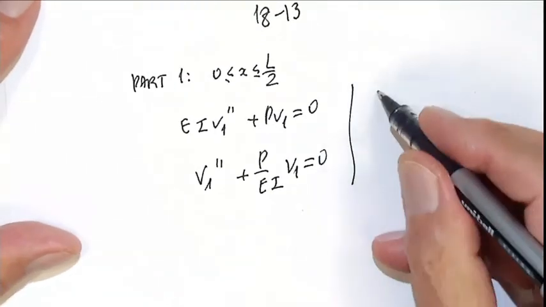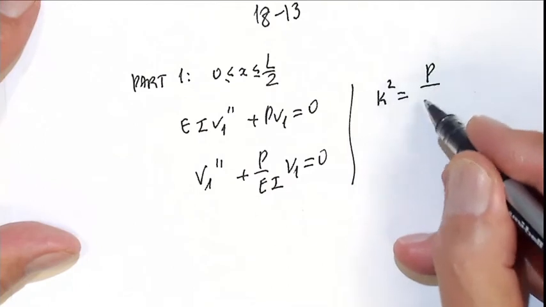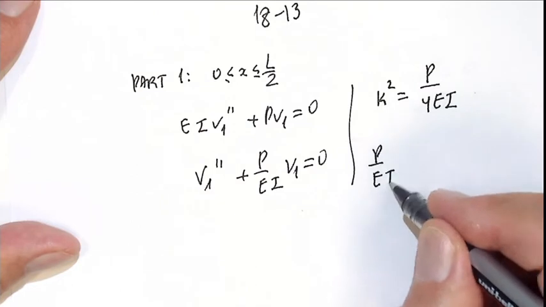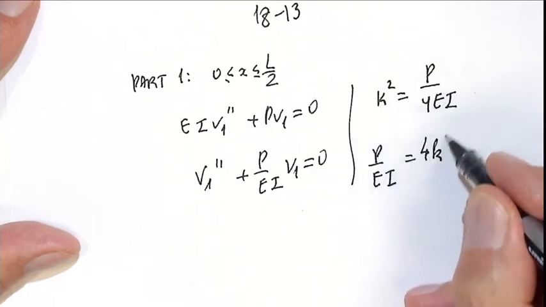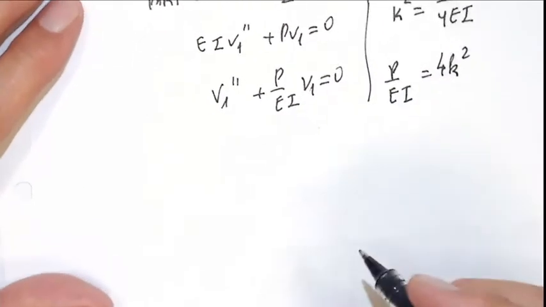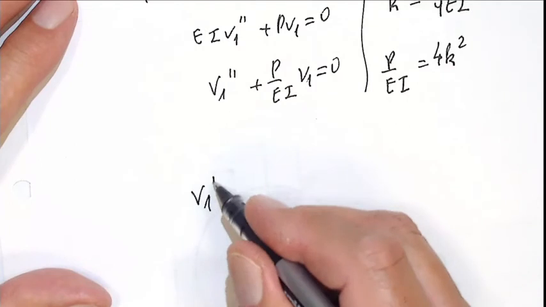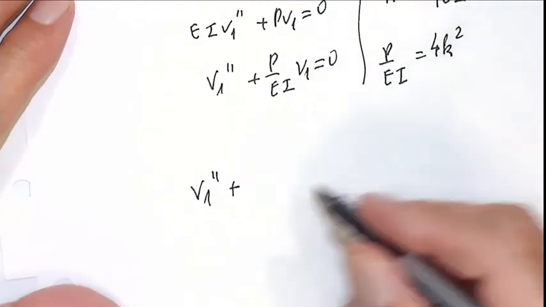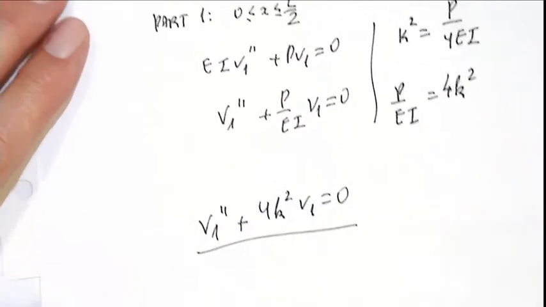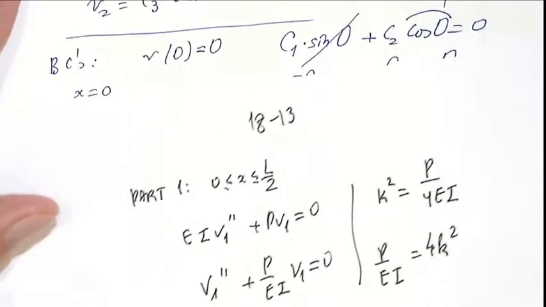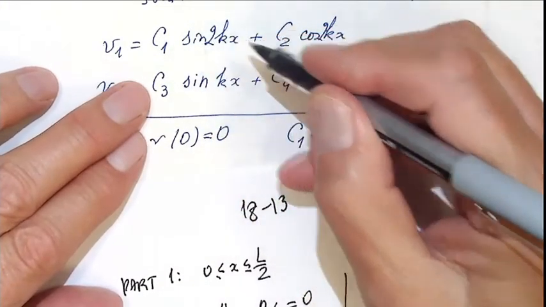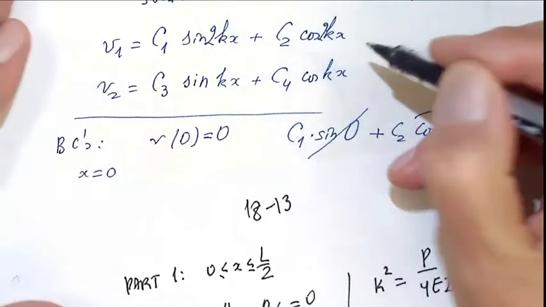But we have k squared equals P over 4EI. But I have here P over EI. P over EI equals 4k squared. Okay? So then we have, look please, V1 double prime plus P over EI, which equals 4k squared, V1 equals 0. So the solution here equals C1 sine 2kx plus C2 cosine 2kx.